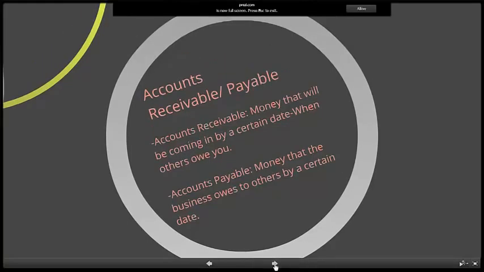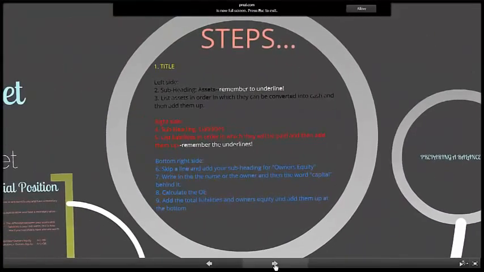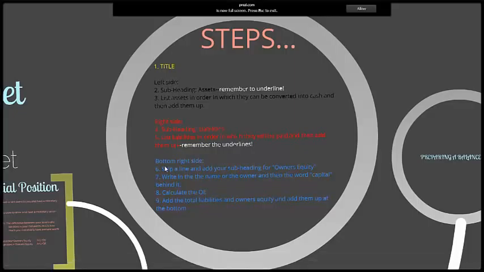So that is how you create a balance sheet, and that is what balance sheets look like. Just to finish off, here are the steps involved in creating a balance sheet once again. You're going to start with your title, which is comprised of three parts. You're then going to move on to the left side and work on your assets, then to the right side and work on your liabilities, and then the bottom right and you work on your owner's equity, ensuring that your assets are equivalent to your owner's equity plus liabilities.